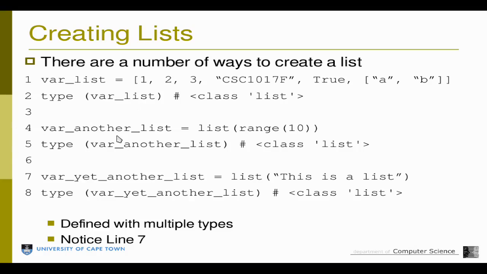So line number four shows us yet another way in which we can go about creating our list. Not so very common, unless you are trying to coerce, let's say, I don't know if you can coerce a set into a list, or if you're trying to coerce a string, you can coerce a string into a list, right? So you should try this out, right?